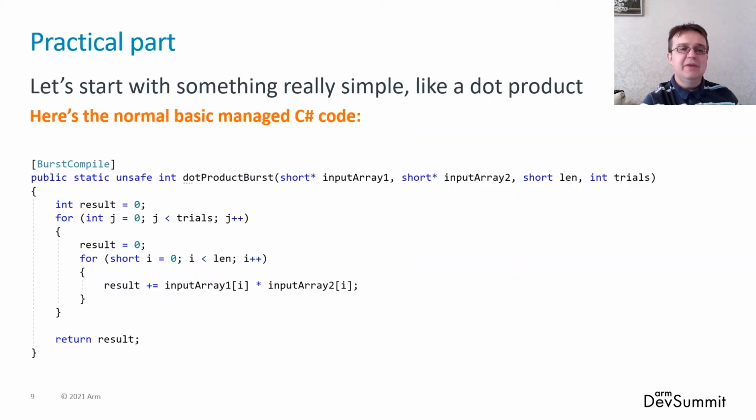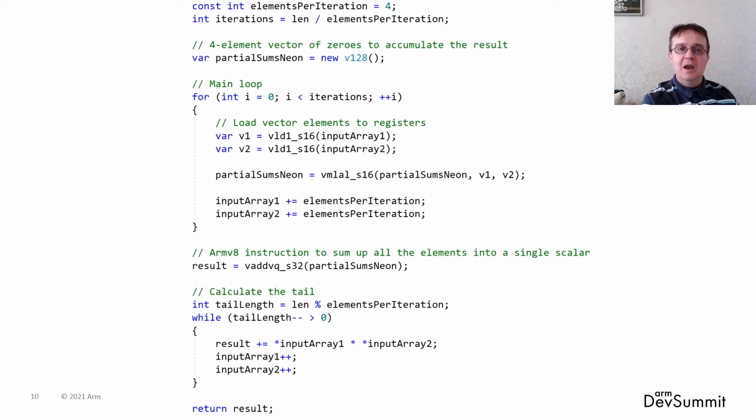Let's start with something really simple like a dot product. Here is a short snippet of C# code I've written for you. Please don't pay attention to the trials outer loop here. It is there to make sure the calculation takes at least some measurable time. Now let's write a C# intrinsic implementation.